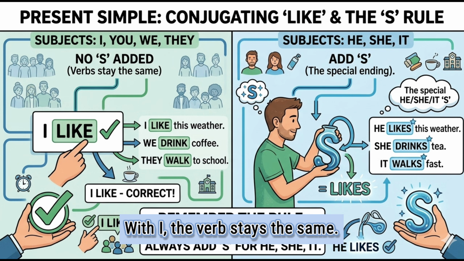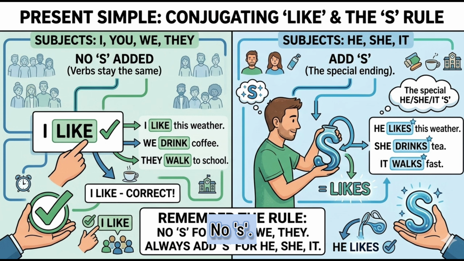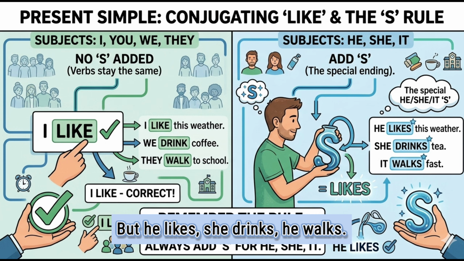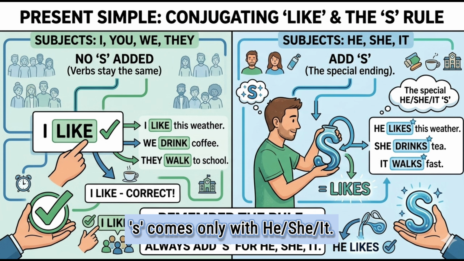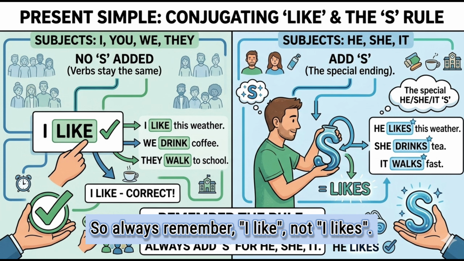With I, the verb stays the same. I like, I drink, I walk. No yes. But he likes, she drinks, he walks. Yes comes only with he, she, it, not with I. This is a very common mistake that people make. So always remember, I like, not I likes.